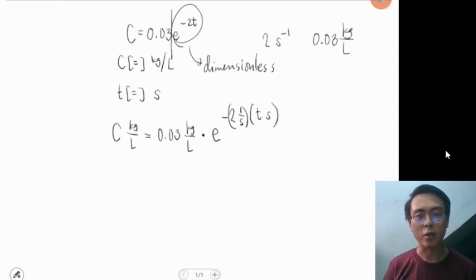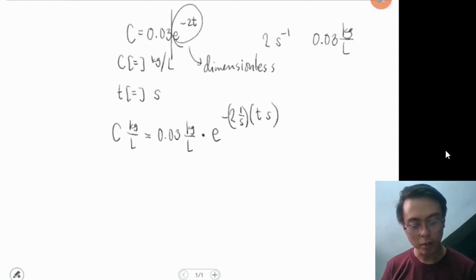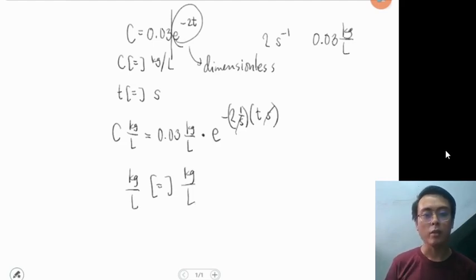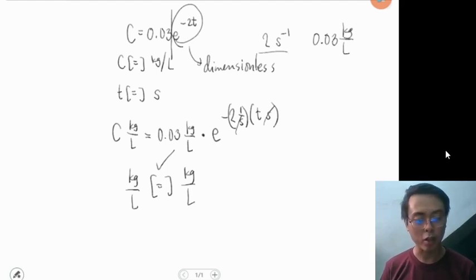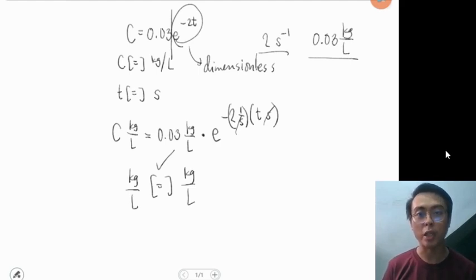Take a look at the cancellation of units. Seconds will cancel, and the remaining units are, on the left-hand side, kilograms per liter. On the right-hand side, you also have kilograms per liter. So you know that the equation is dimensionally homogeneous, and our deductions led us to the conclusion that the constant 2 has a unit of per second, and the constant 0.03 has units of kilograms per liter. So that is how we use the concept of dimensional homogeneity to deduce the units of some constants.